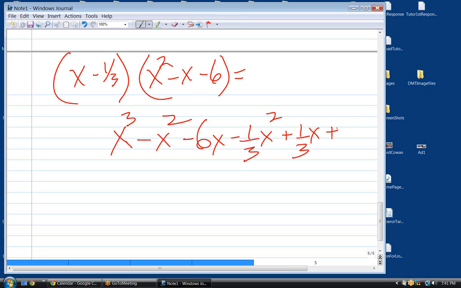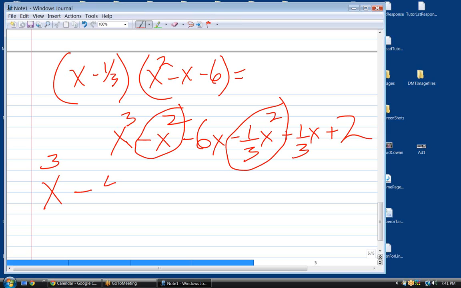2. Oh, okay. So now all we have to do is combine some stuff. We only have one x cubed. What's the total amount of x squareds we have? Well, we got 2 of them, but that's minus 1, and that's minus 1/3. What does that add to? Minus 1 1/3, or 4/3. So minus 4/3 x squared. That takes care of the x squareds.